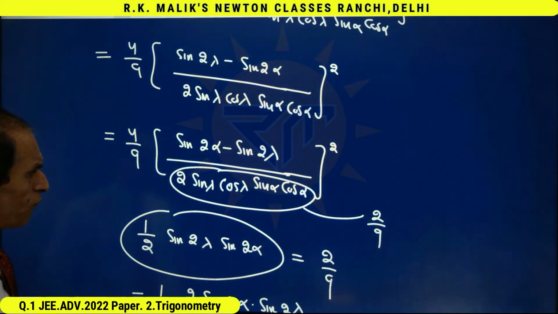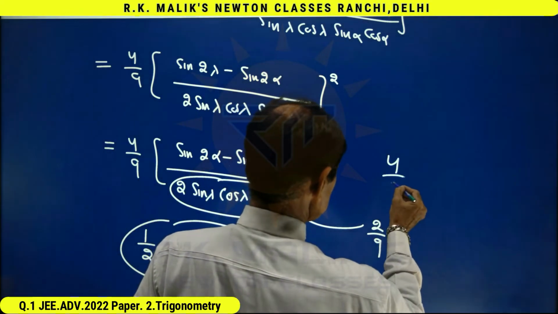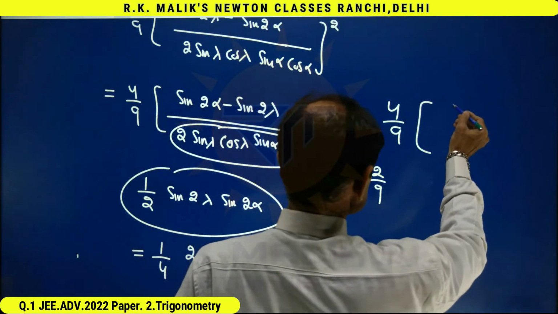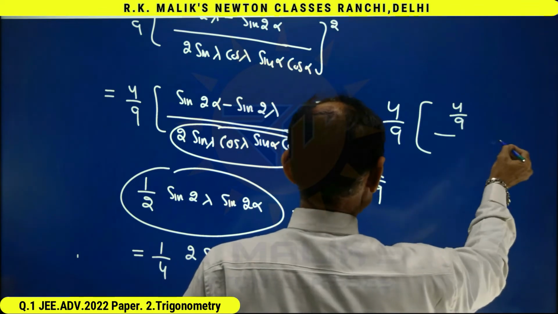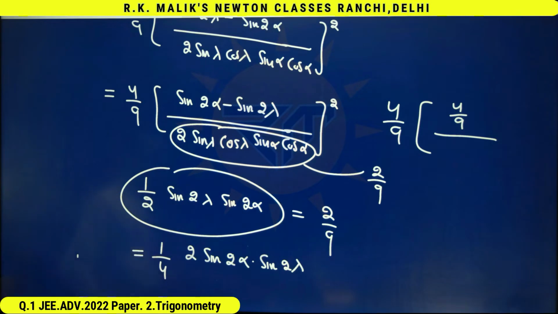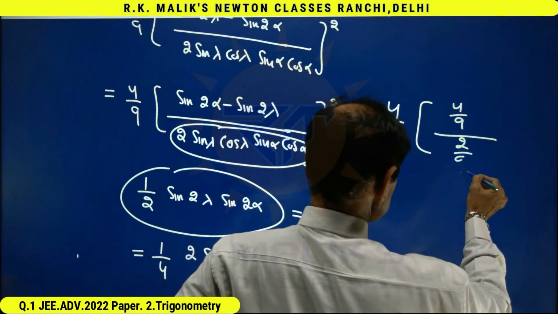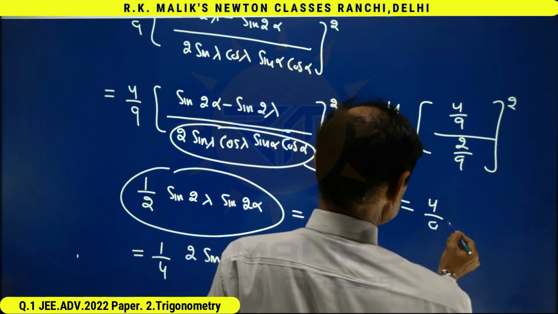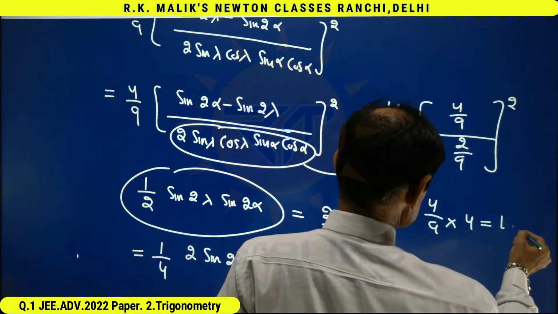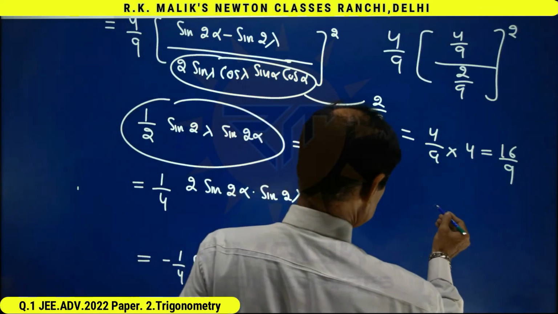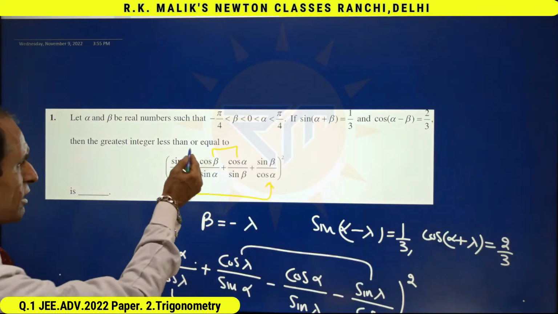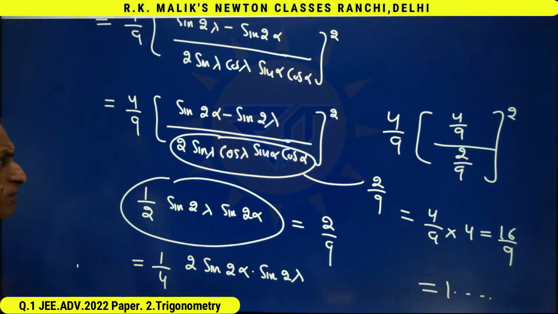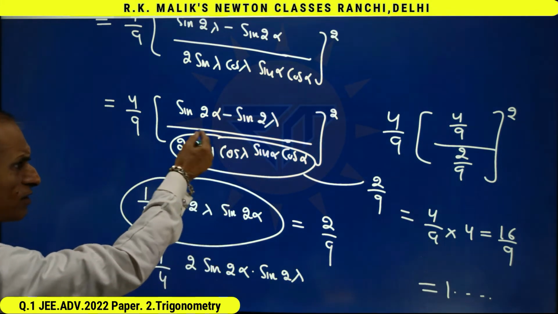And now putting back the values of each, I will get the result: 4 by 9 into this value, which is 4 by 9, upon this value, which is 2 by 9, whole square, that is equal to 4 by 9 into 4, that is 16 by 9. And because it is 1 point something, I can say the greatest integer less than or equal to this becomes 1. And as I promised, I will be finding the value of this by 3 ways.